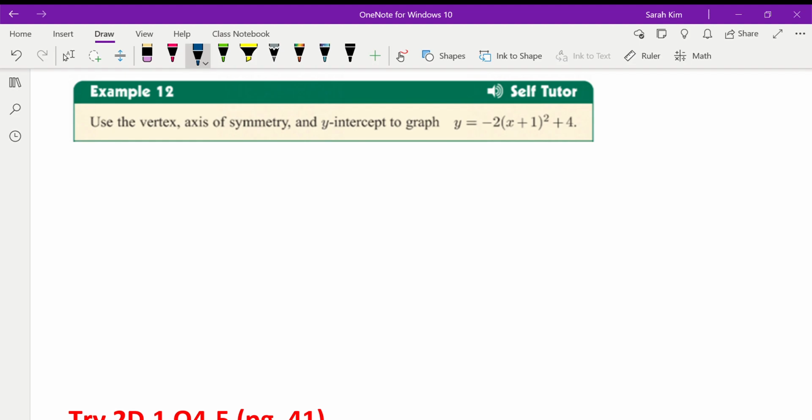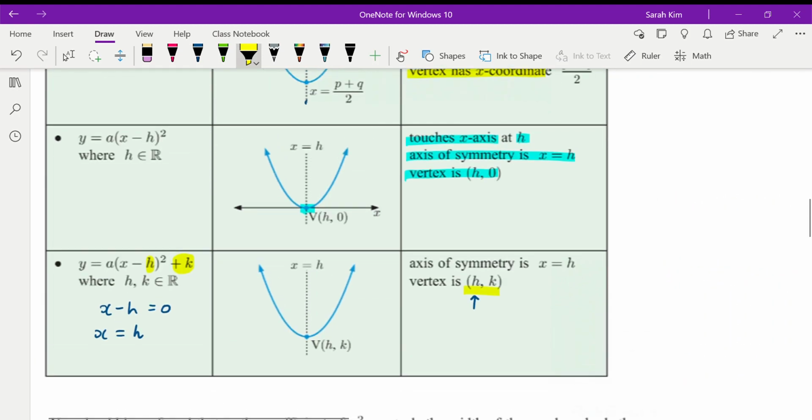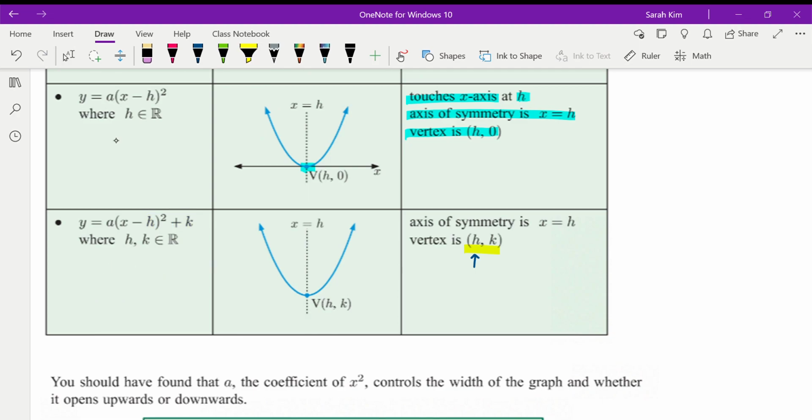Okay, so it's going to be vertex. Again, this equation looks like my third dot point, so I'll just quickly have a look at that. Looking at these notes, all I need to do is find my h, k, the vertex, and then just use the x coordinate as the x value of the axis of symmetry. So let's give it a go.